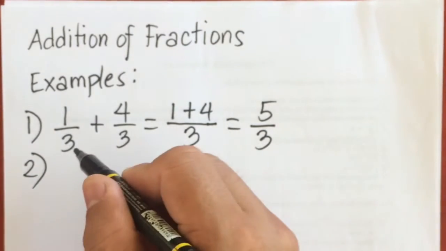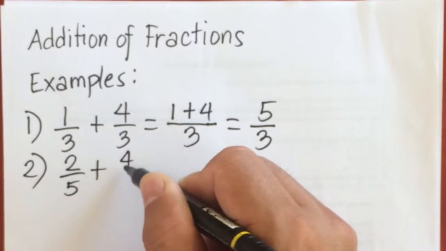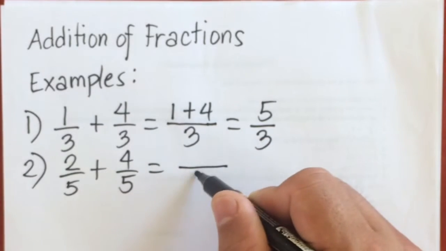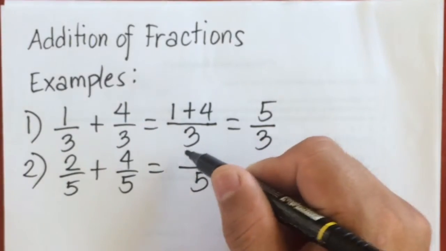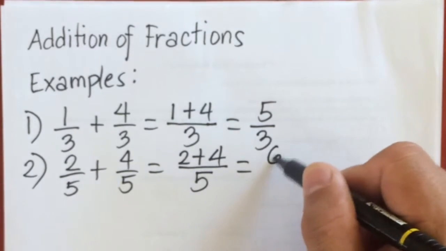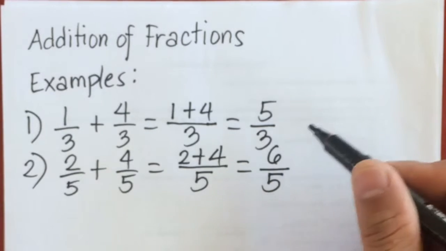Another example, let's have 2/5 plus 4/5. So again, we're going to copy the denominator, 5, then add the numerators. 2 plus 4 is 6 over the denominator 5. So the answer is 6 over 5.